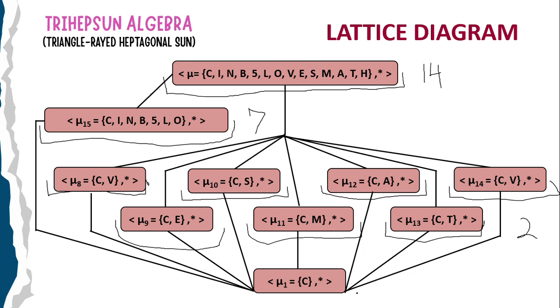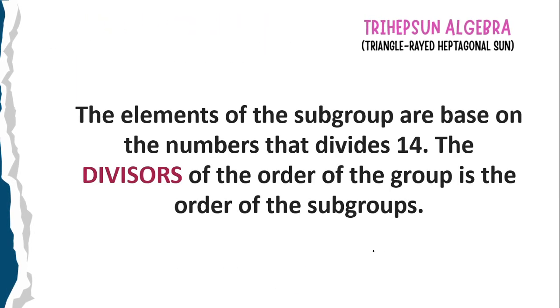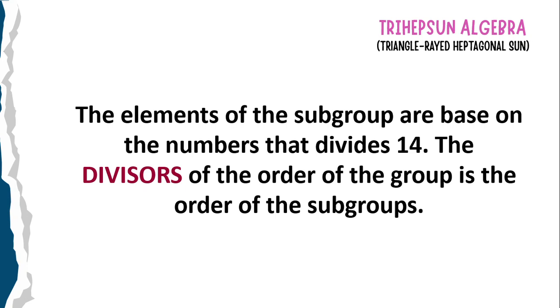So the last one on the bottom, we have here μ1 is equal to ⟨C⟩ under the binary operation star with 1 element. As we can observe here, 14, 7, 2, and 1 are divisors of the number 14: 14 and 1, 7 and 2. So the orders of the subgroups are based on the numbers that divide 14, which are 14, 1, 7, 2. The divisors of the order of the group are the orders of the subgroups.